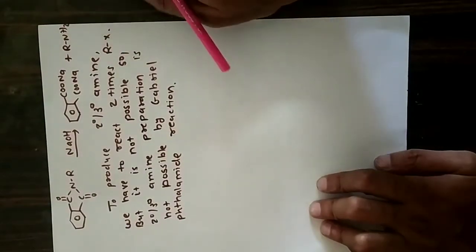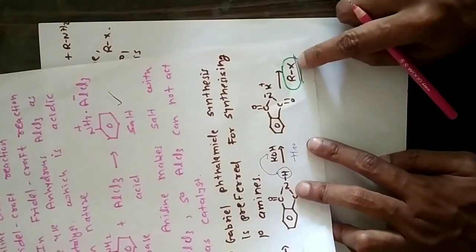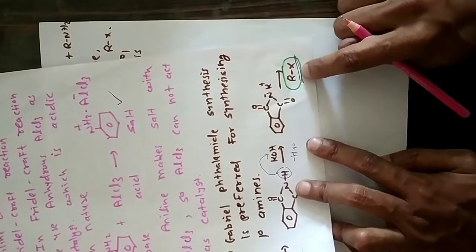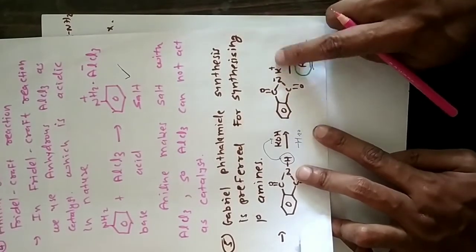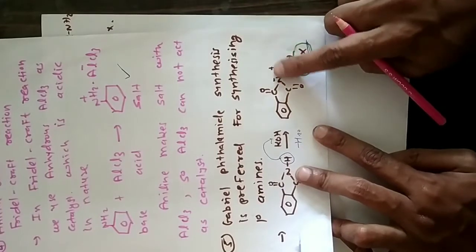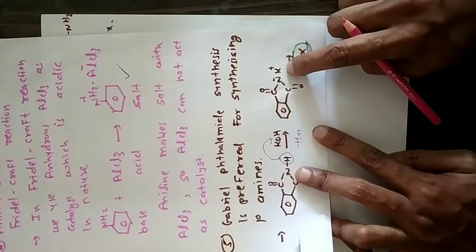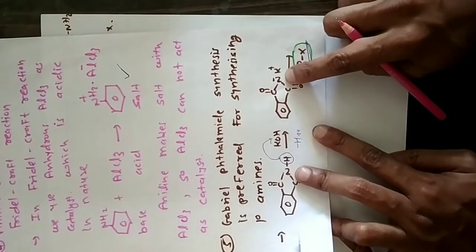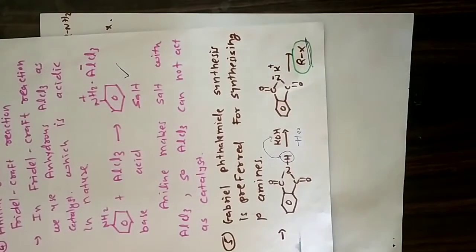Okay, if we want to produce 2 degree or 3 degree amine, then what do we have to do? In this step we have to react more than one alkyl halide, and there is no space for it. There is no space for reacting more than one alkyl halide. So that is called steric hindrance. Again, you have to write this particular word, steric hindrance.